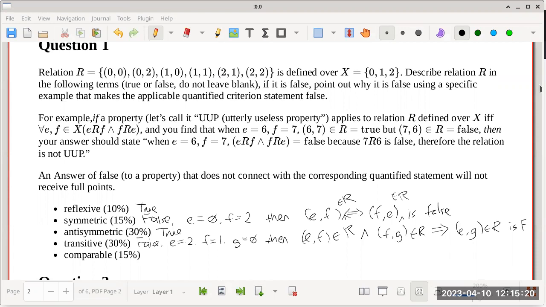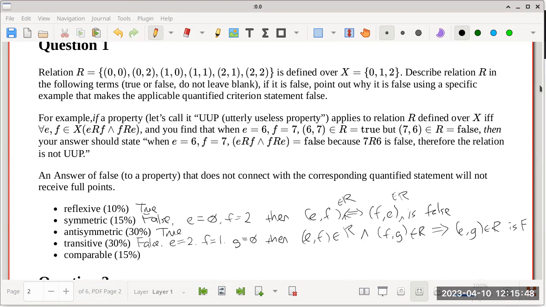It says all E such that F is a box. For all. You mean for this one? Right, yeah. That one says for every way to choose E and for every way to choose F, ERF and FRE has to be true.